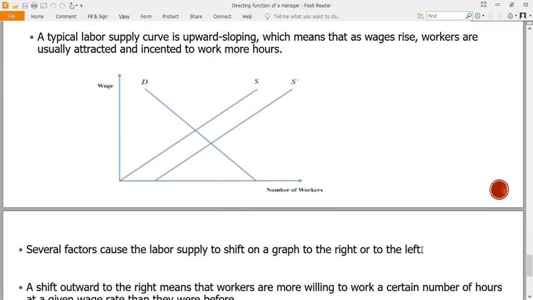So we shall have an assignment on that. I will upload it in the system on what do you think are the factors that lead to a shift of the labor supply curve.